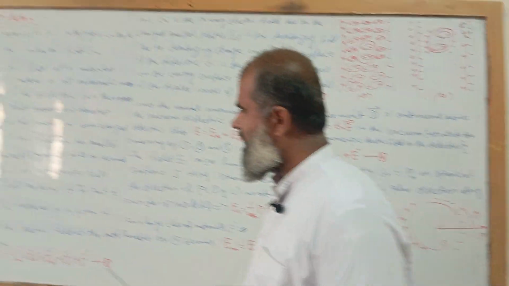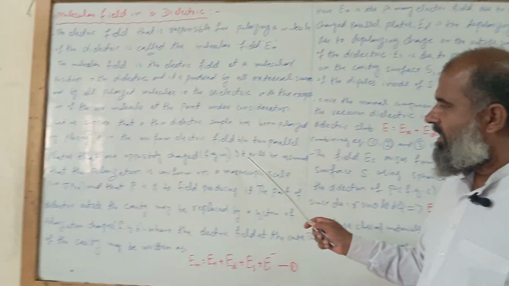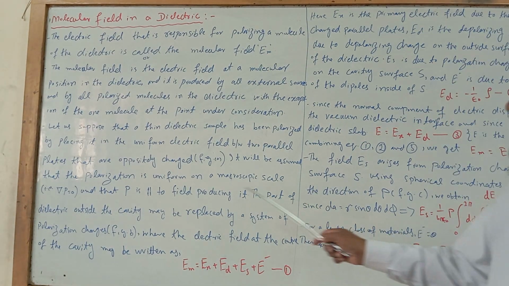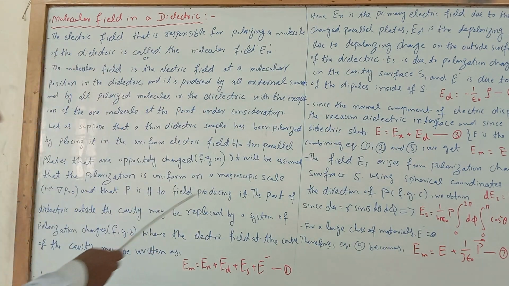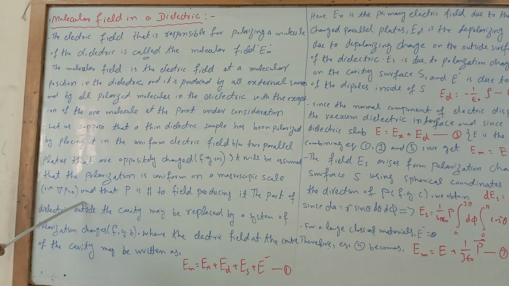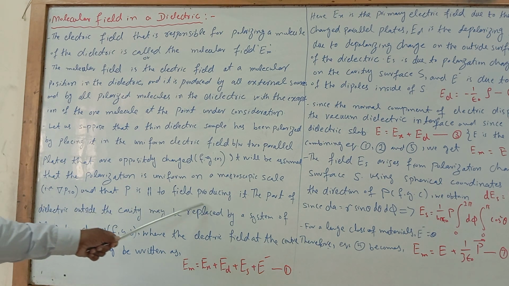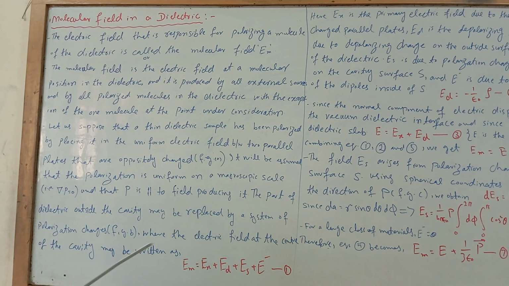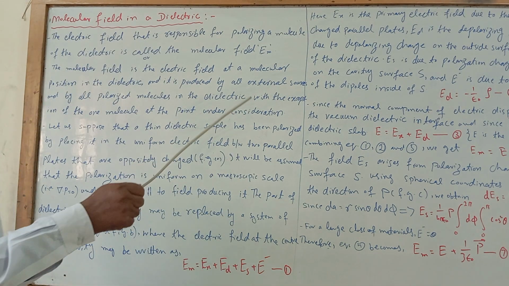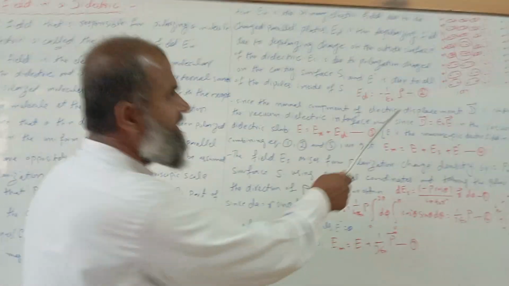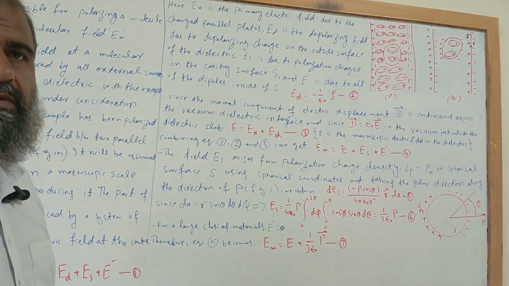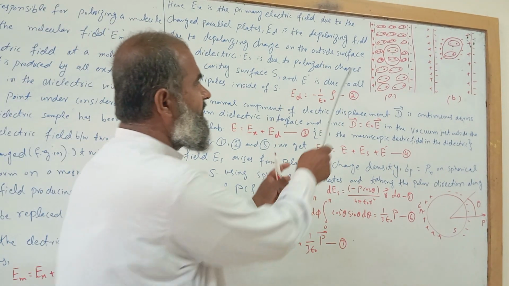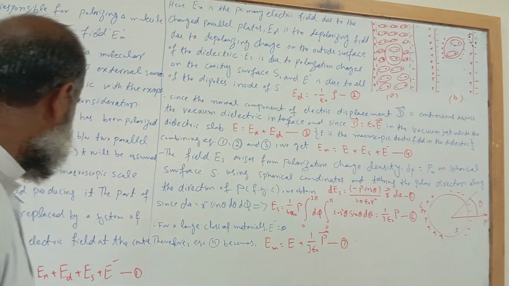Then we come to the point: it will be assumed that the polarization is uniform on a macroscopic scale. That is, del dot P is equal to 0, and that P is parallel to the field producing it. So we will say that inside the material, at this specific point P, del dot P, the divergence of the polarization, will be equal to 0.